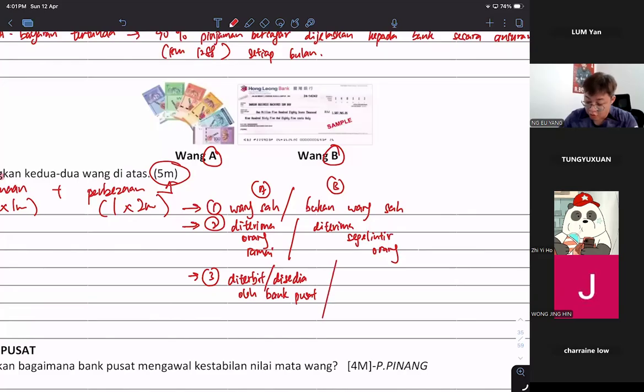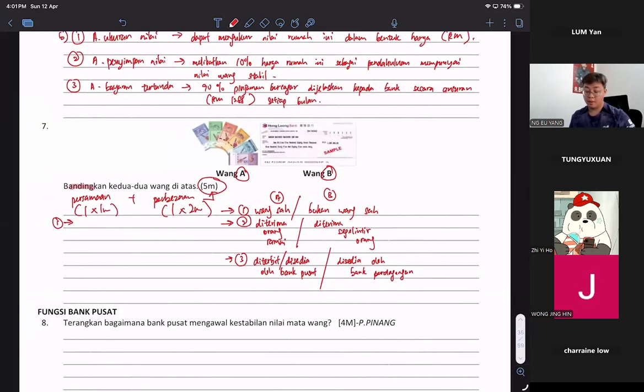So for B is disedia oleh. So who printed the wang B? Disedia oleh bank swasta. So what's bank swasta? Very good, bank perdagangan. So that's your 3 points here. Okay, so if you try to write down 3 perbezaan, you can only get maximum 4 marks under the 2 points, right? They needed 5 marks.